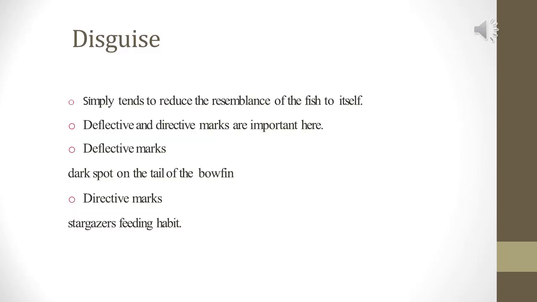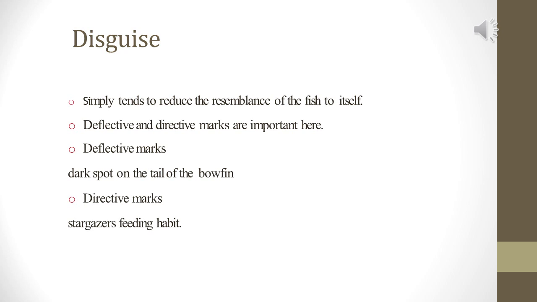Now the last is the disguise. Disguise has the same meaning, to change their appearance. So simply it tends to reduce the resemblance of the fish to itself, because they can change their appearance.